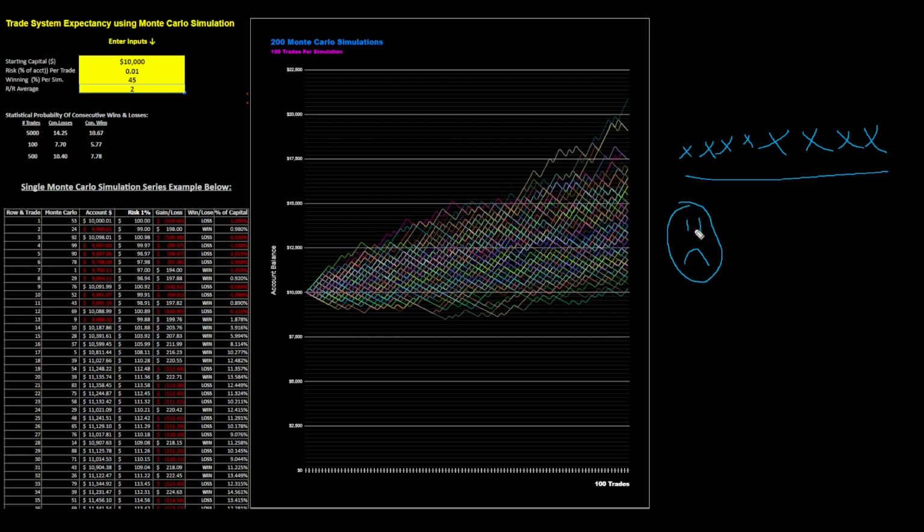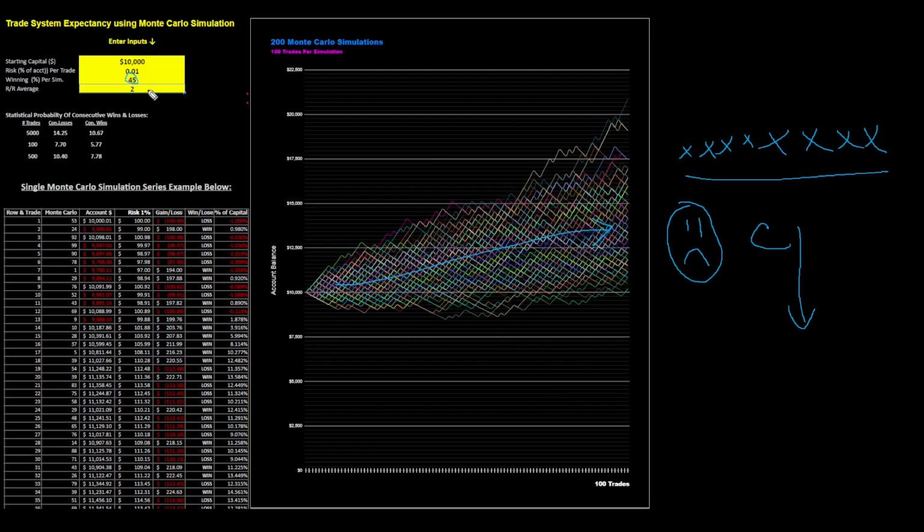Are you going to be depressed? Is your confidence going to be way down? You have to consider that, yeah, you're not a robot. You're a human being. If you have a 45% win rate, that might be a very good long-term strategy to make money in the market.